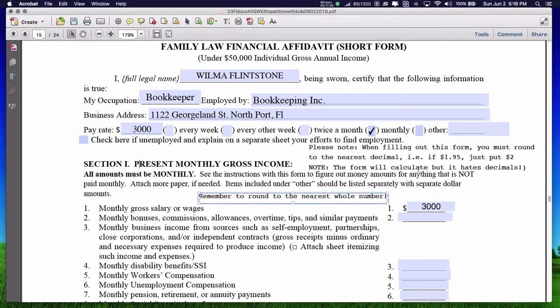Do not use decimals here. Round to the nearest dollar. This form does not like decimals. I did the best I could with it. It'll do the math for you, but decimals will confuse it. So if you've got $1.95 or $1.55, $1.50, you round up to $2. But if it's lower, $1.49 or $1.20, whatever it is, lower than $1.50, you put $1. Just round to the nearest dollar.